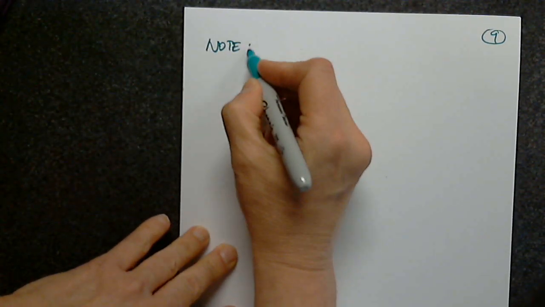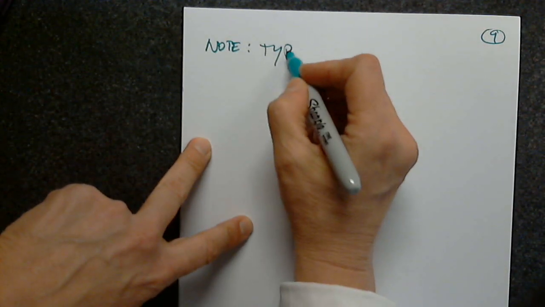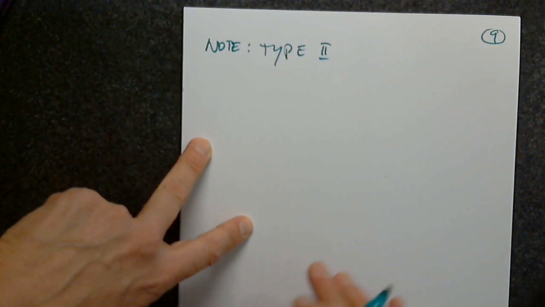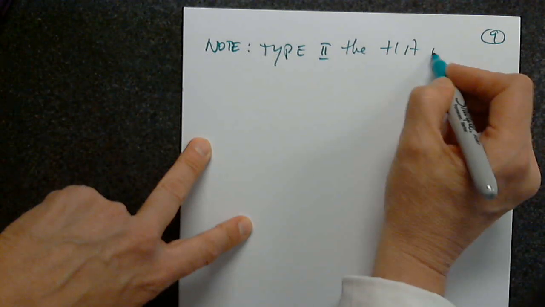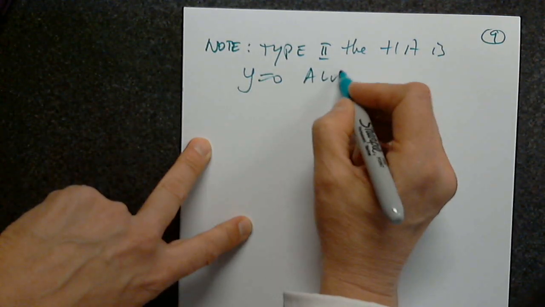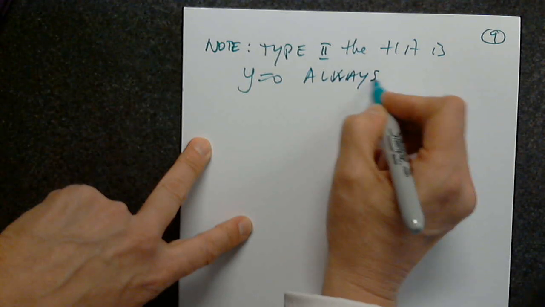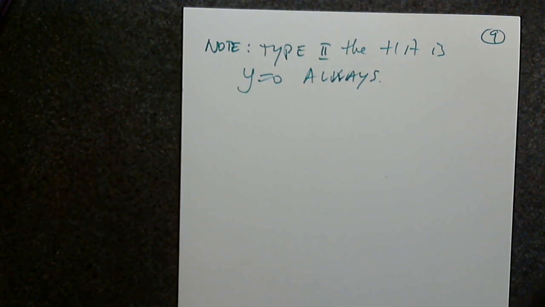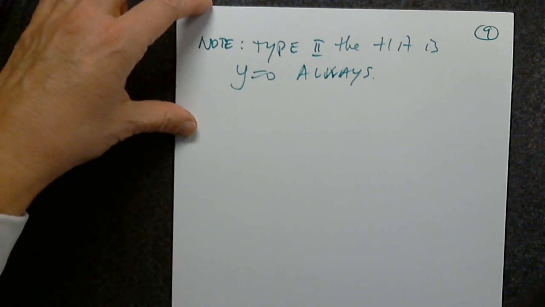Okay, so let's write the note. The only difference is, so note. Okay, note for type 2. The only difference is the horizontal asymptote is y equals 0 always. For type 2, the horizontal asymptote is always y equals 0. Okay, ready?